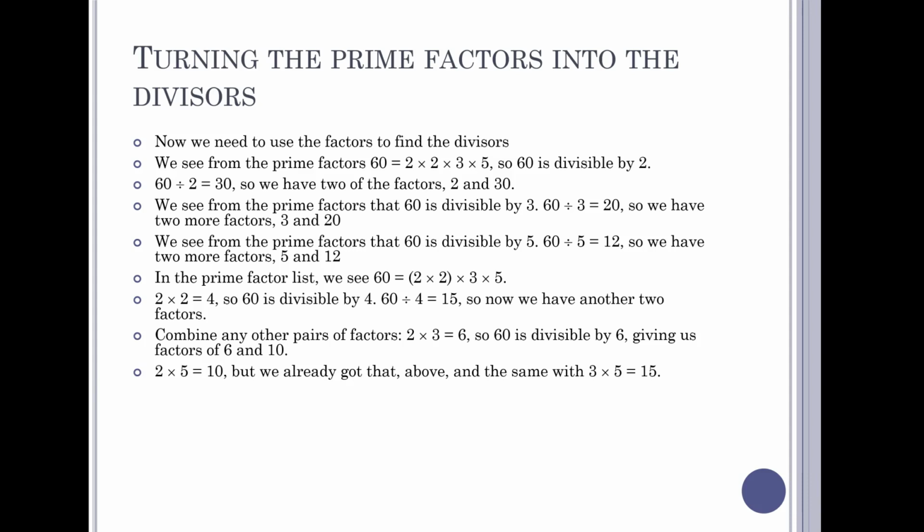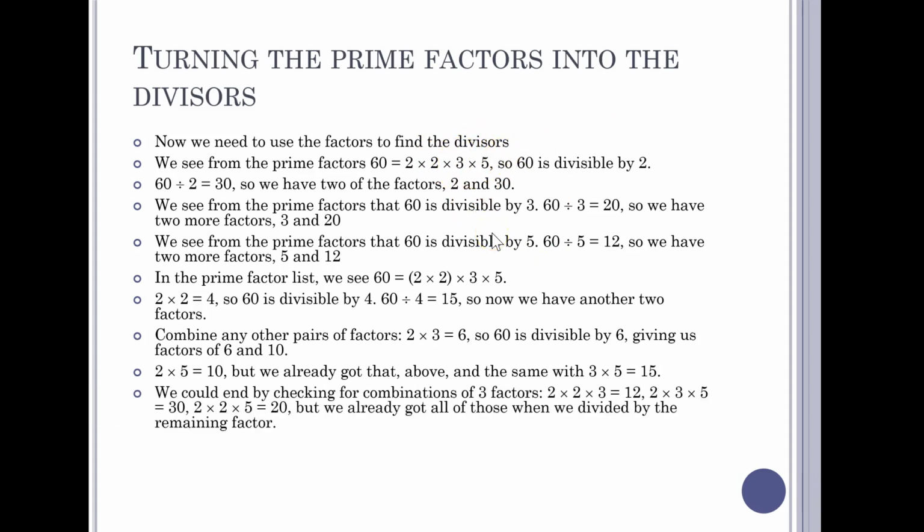And finally, we try the 2 times 5, but we already got that. That's over here, this 2 here and this 5 here. And we already also have the 3 times 5. We could also check for combinations of 3 factors, like here, 2 times 2 times 3, but we already got all of those when we divided by the remaining factor from before. But you could still check them if you like.